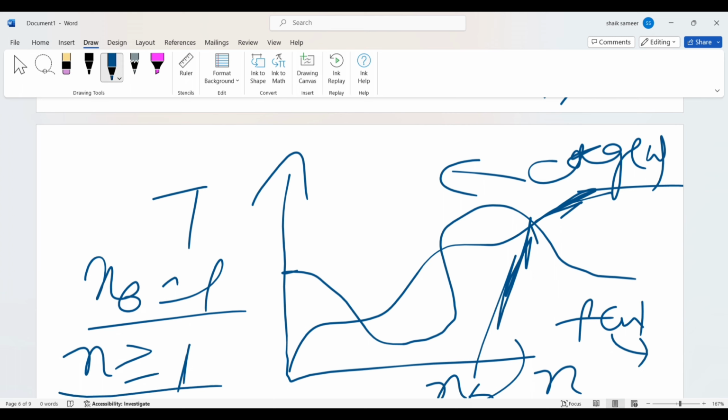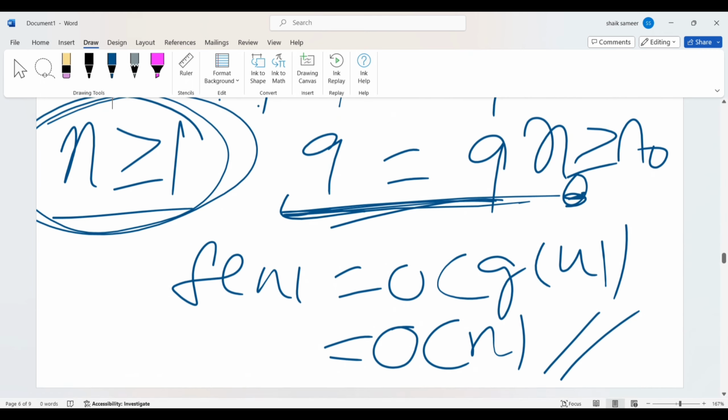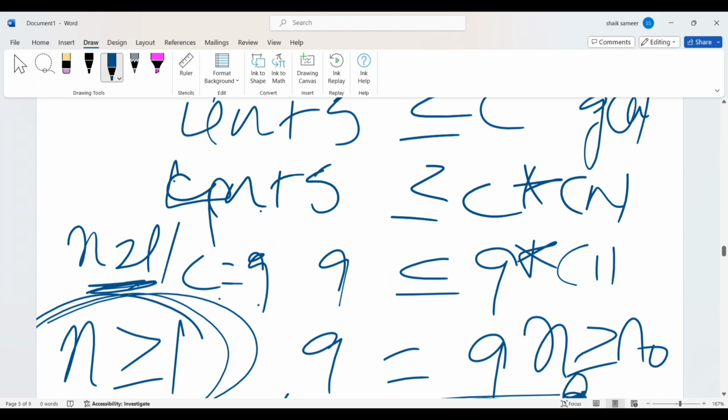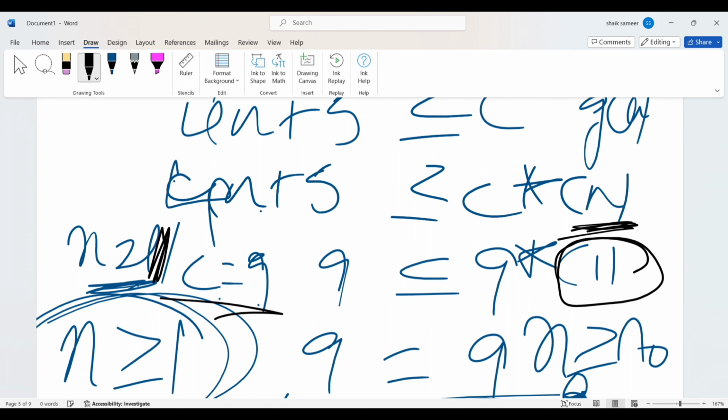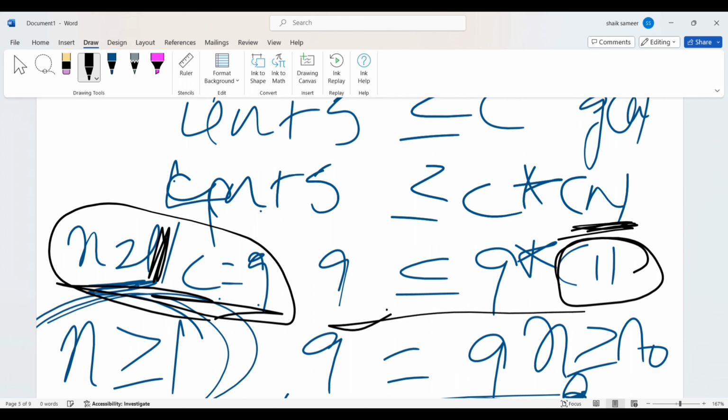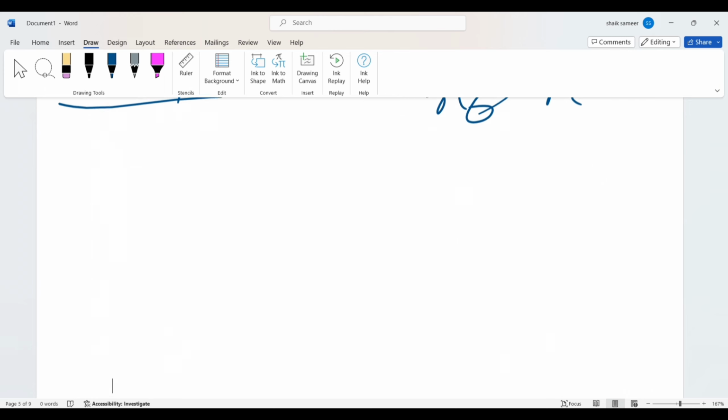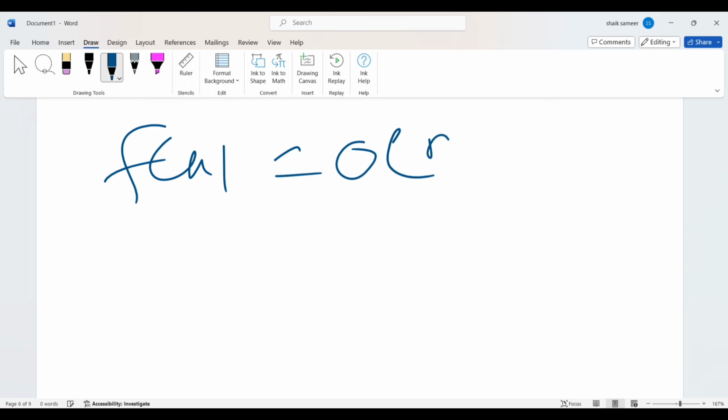Why I got the n naught value equal to 1 means I substituted n value equal to 1 while solving this problem. You can see here, in this place of n I have substituted 1, so n equal to 1 and c equal to 9. So this is an important step. So the answer becomes 9 less than or equal to c into 1, 9 into 1. So this condition becomes true. So n greater than or equal to n naught. Okay. This is how to solve according to the big O notation. Answer becomes f of n equals big O of n.